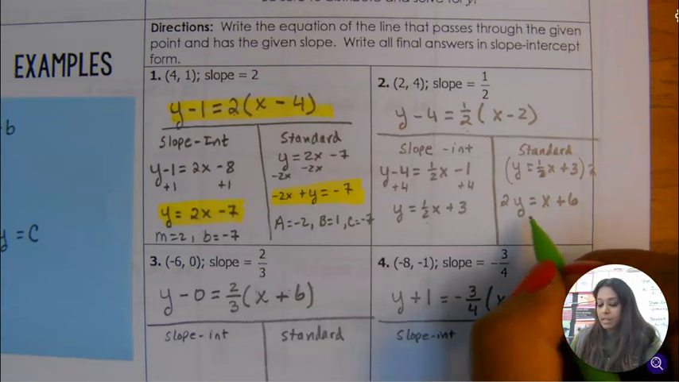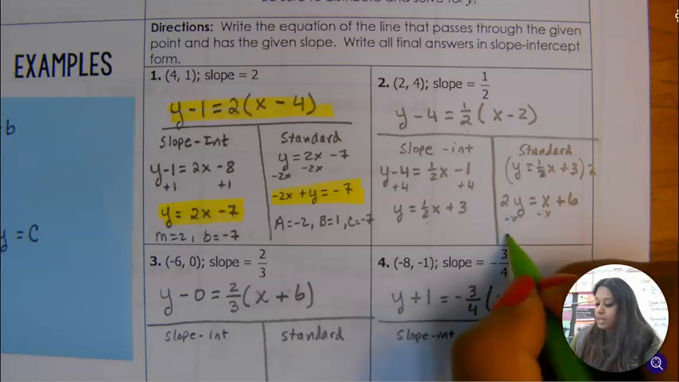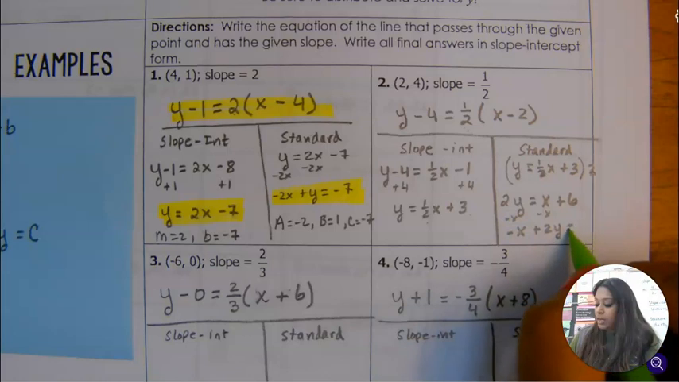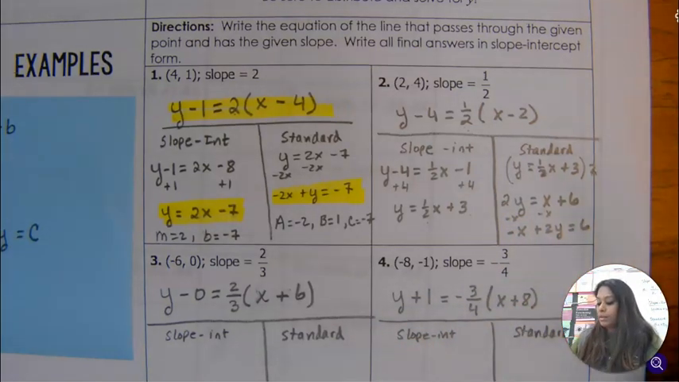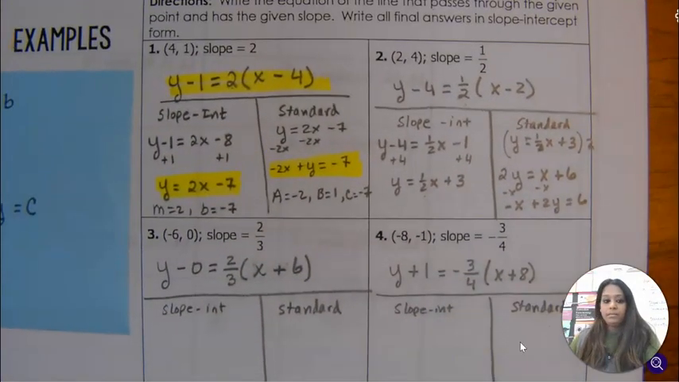And then to finish this off, we need to just take that over. So I'm going to subtract x on both sides. So you have negative x plus 2y equals 6. I have it written in standard form. A is -1, B is 2, and then C is 6. And then let's try the next one.